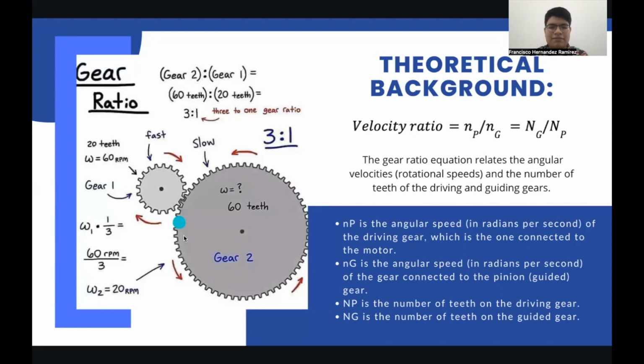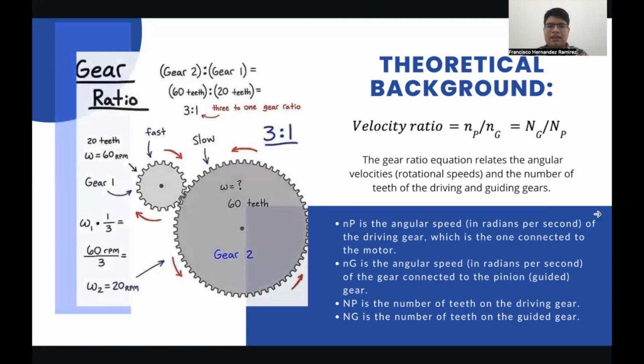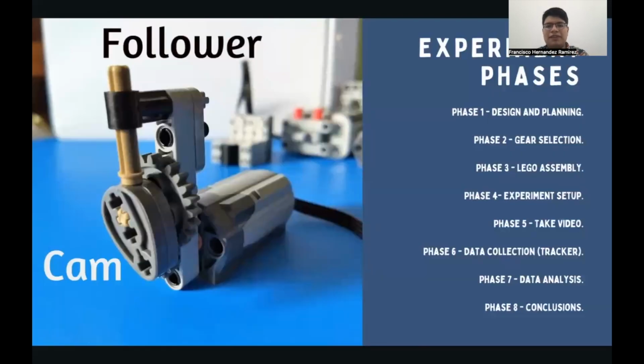We can explain this better with the image where we can see the number of teeth of two gears, and the relationship here is 3:1. This is just an example, and we are going to explain now which type of gears we used. But first, we have to explain the experimental phases of this project. As we can see, the first phase was the design and planning of the project, where we decided we would use a Lego motor and mechanism.